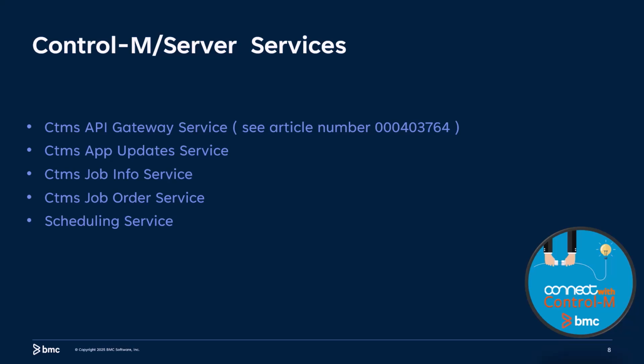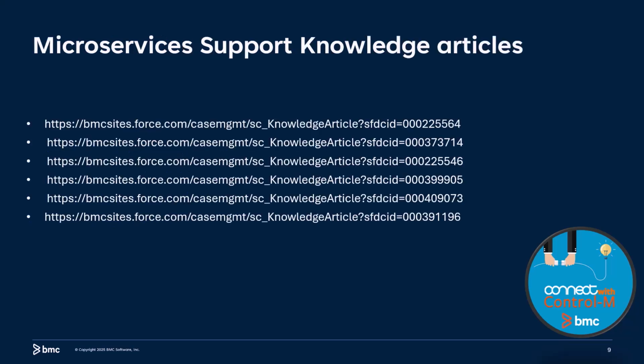CTMS Job Info Service. It handles the waiting information, why, and job log requests. CTMS Job Order Service. It handles order requests, new day, CTM UDLY, CTM order, and request order for Control-M EM. Scheduling Service. It calculates the dates that match the scheduling criteria of a job or a smart folder.